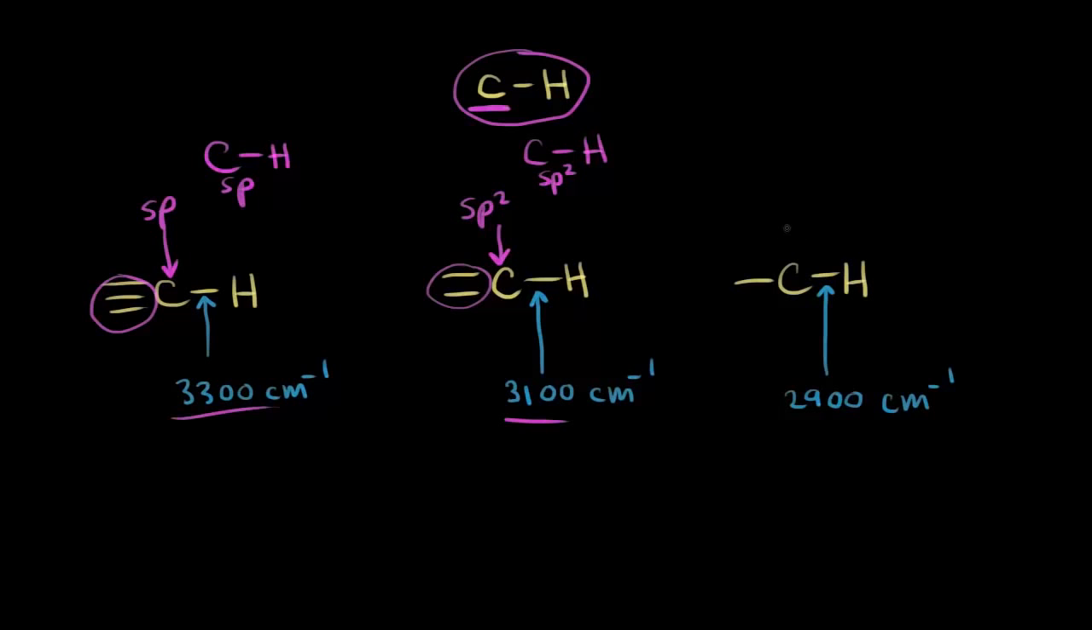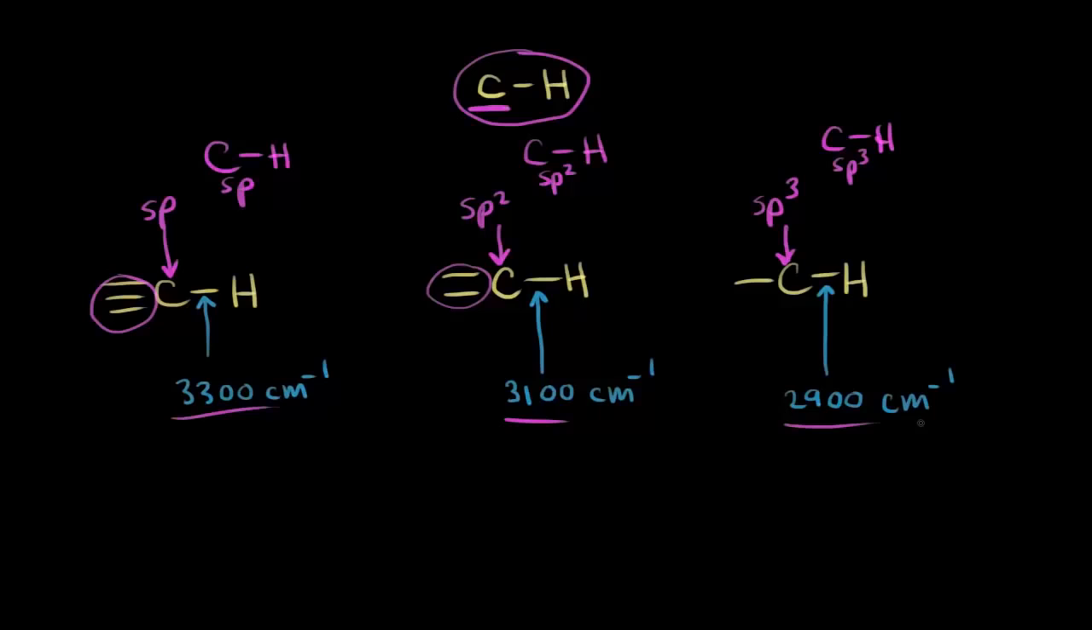And then finally, if we look at a situation where we have only single bonds to this carbon, we're talking about an sp3 hybridized carbon here. So we're talking about a carbon-hydrogen bond where the carbon is sp3 hybridized. The signal for this carbon-hydrogen bond stretch shows up at about 2,900 wave numbers.